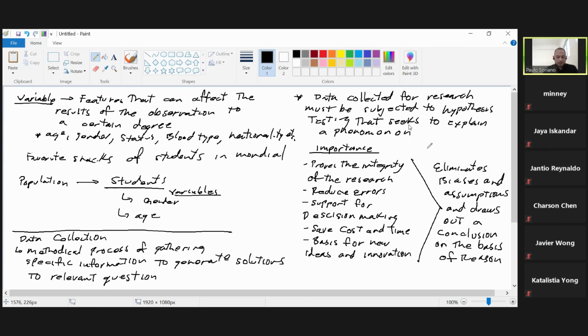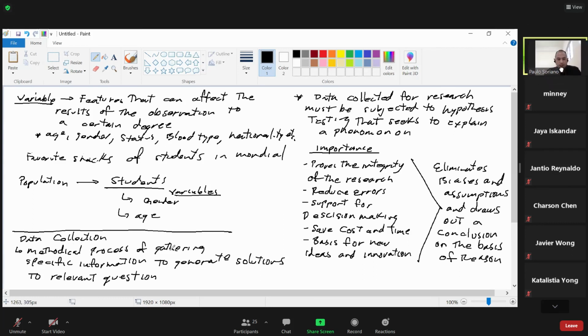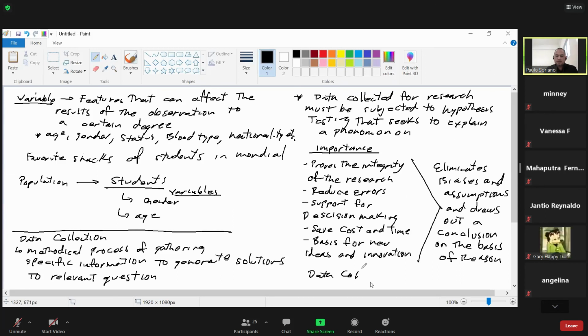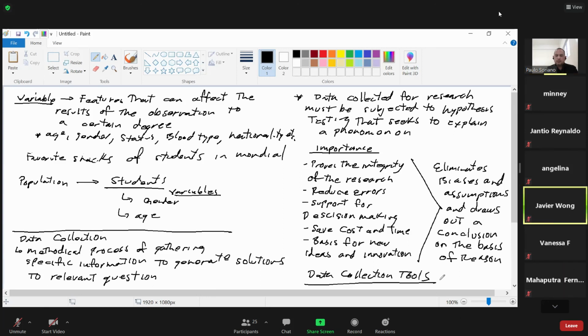Okay, what else? Do we still have time? Okay, so I will end it here. By next meeting, since we know how to collect data and we know that proper data is very important, our next topic, you remind me next meeting, is we need to start with data collection tools. Okay, teacher. So this is where we start next meeting. So that's it. Goodbye, everyone.